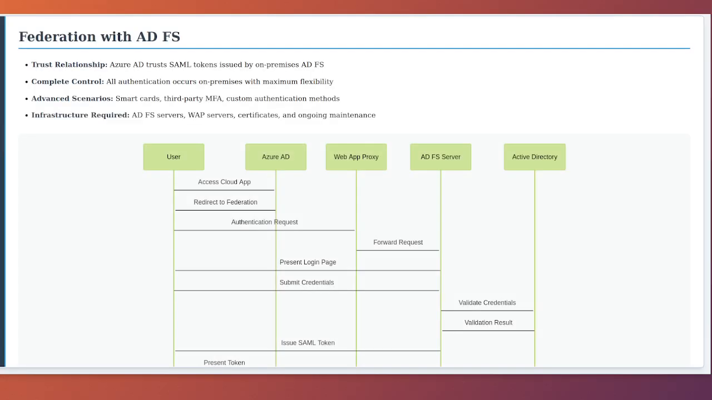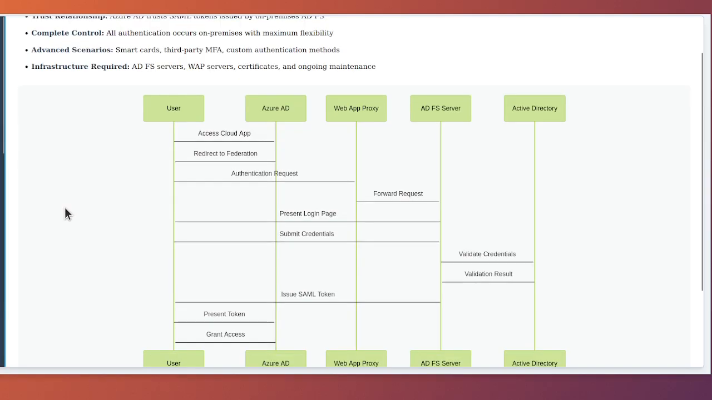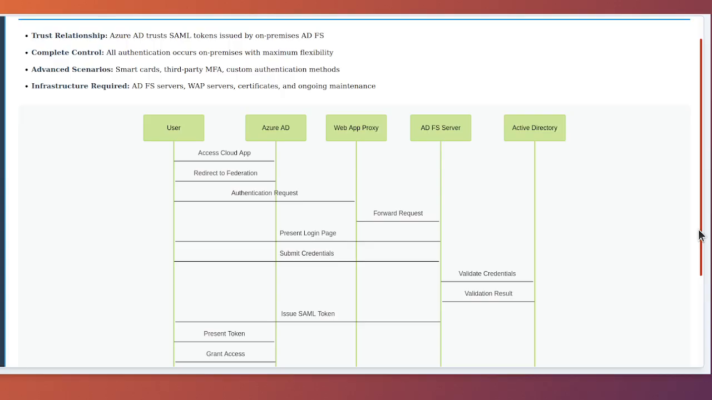Federation with ADFS. Federation using Active Directory Federation Services represents the most sophisticated authentication approach available with Azure AD Connect. Federation establishes a trust relationship between your on-premises identity infrastructure and Azure Active Directory, allowing your on-premises environment to maintain complete control over the authentication process. This method is particularly valuable for organizations with complex authentication requirements, regulatory constraints, or existing investments in Federation infrastructure.